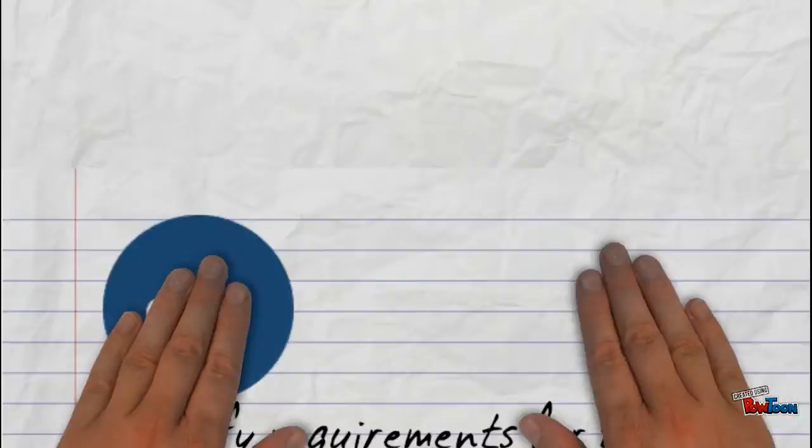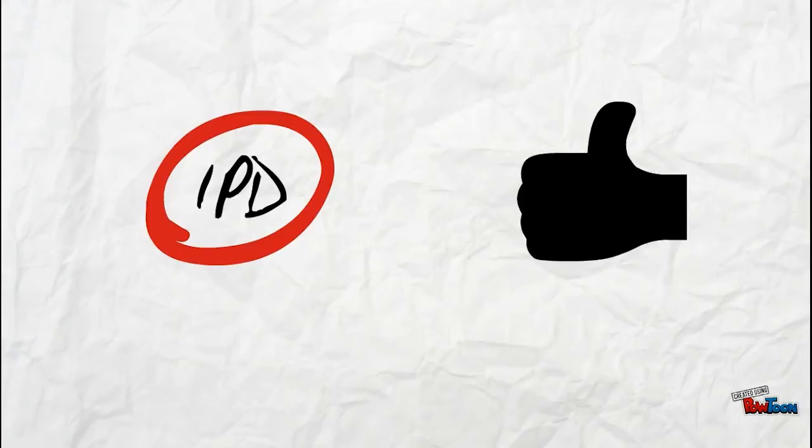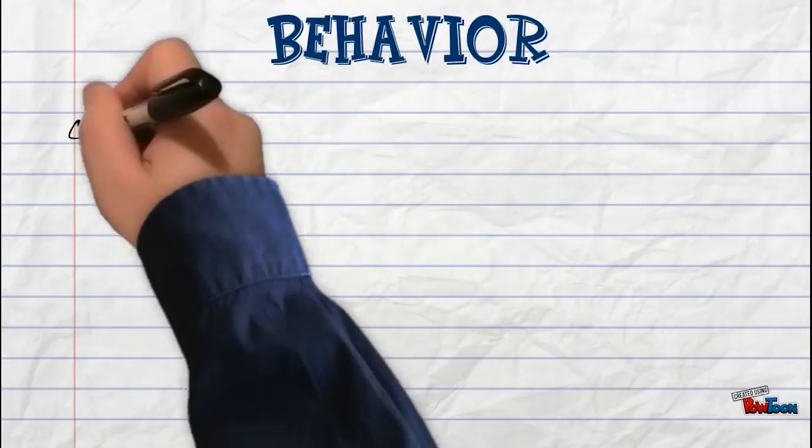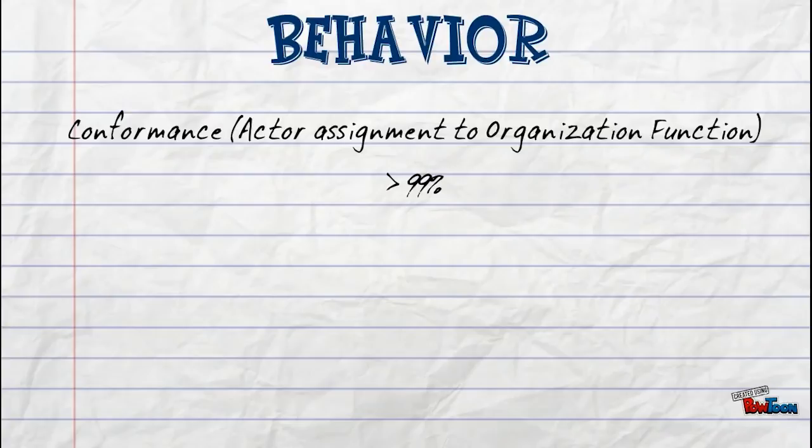This table is the form of organization, which means our proposed choice of different stakeholders. As you can see, some stakeholders are in-house employees, like the project manager and the purchase manager, and the other choices are based on their past experience in dealing with IPD projects, and also as they are well-known and well-experienced companies in Hong Kong. Lastly, for the behavior, we expect that the actors' conformance, which is how they fulfill their requirements in organization function, is more than 99%.